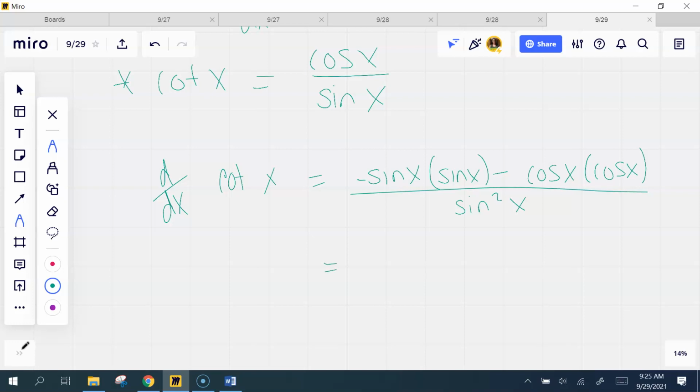Where'd you get negative sine x? Oh, the derivative. A derivative, yes. Think of it.